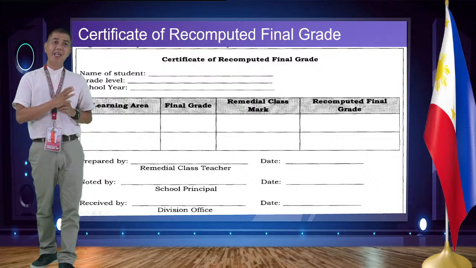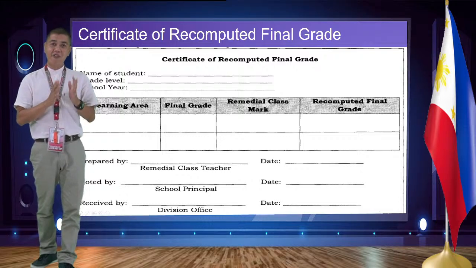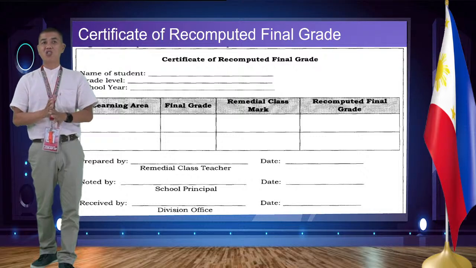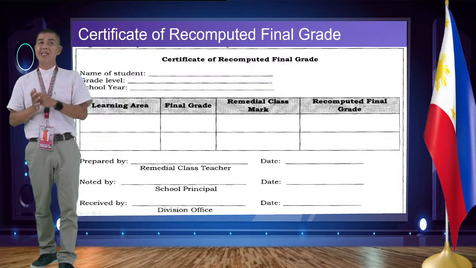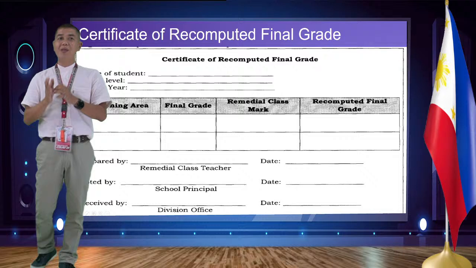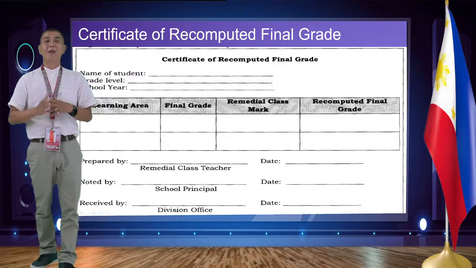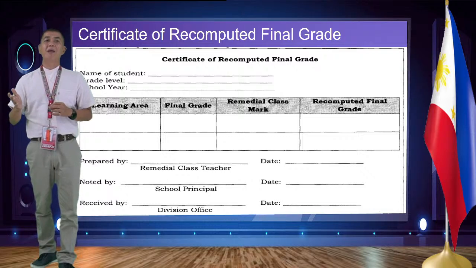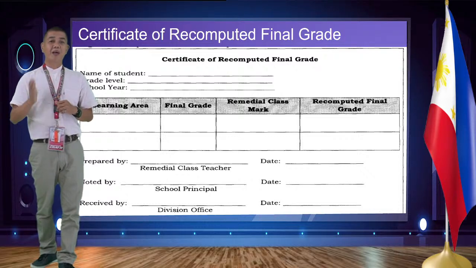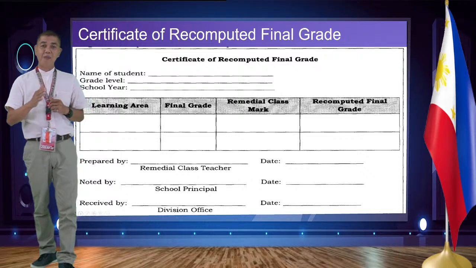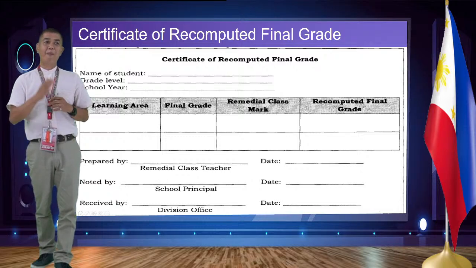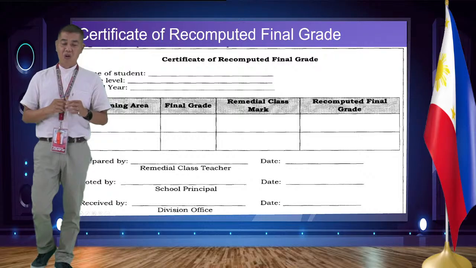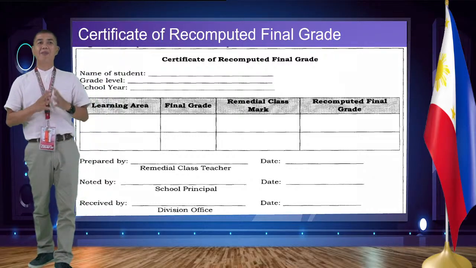So we have the final grade. The final grade again is the failing grade. Remedial class mark is the grade during remedial instruction. The recomputed final grade is the average of the final grade and the remedial class mark. Again, pag 75 and up, promoted ang bata for the next year level. But below 75, retain ang bata on the same grade level. Properly signed by the remedial class teacher, school principal, and the division office through planning. Okay?